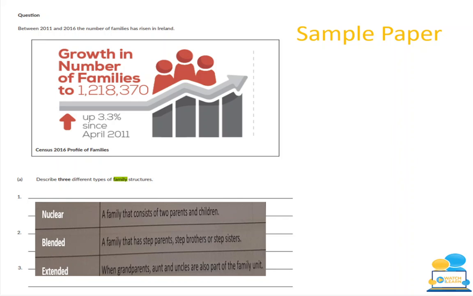step-parents, step-brothers or step-sisters. And if I want, I can give an example of a famous family. Number 3, I wrote down extended. So this is when you've grandparents, aunts, uncles, all part of the family unit. Okay, so that's when, for example, your grandmother is living in your house along with your parents and your sisters and brothers. Now, I didn't write down lone or single parent, but I would say a single parent, for example, a mum or a dad, and child or children. And that would be what I would need to write. Now I need full sentences and I need to state and explain in order to achieve the full marks in this exam question.